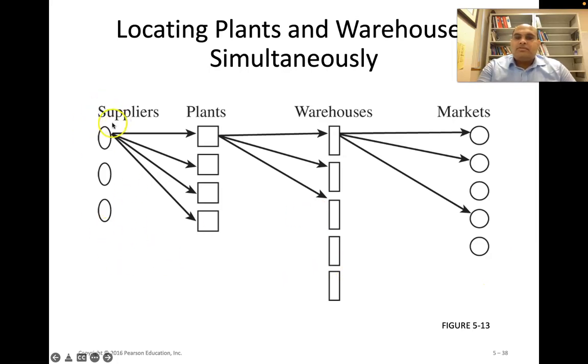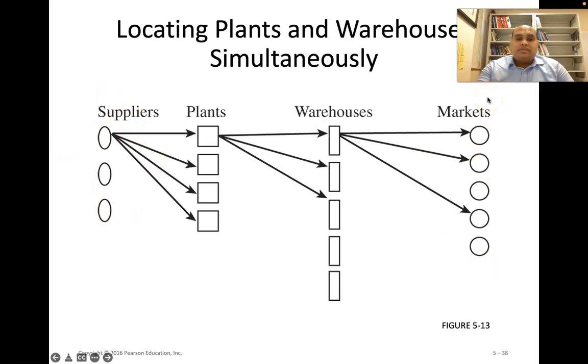We have a set of suppliers that we know. We have a set of market or demand locations that we know. We know the capacity available at the suppliers, and we know the demand available at the markets. What we don't know are which plants. So we have a list of potential plants that we can open, and we have a list of potential warehouses that we can open. So we have to simultaneously make decisions about which plants to open and which warehouses to open. But the data that we have is data for the suppliers and for the markets.